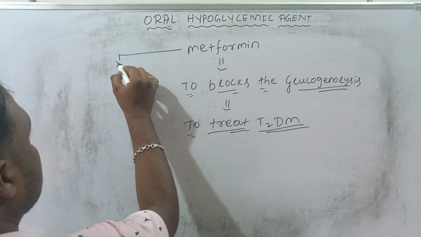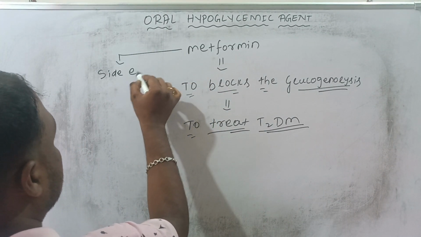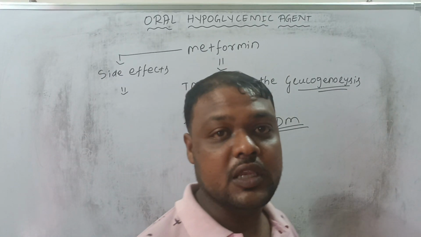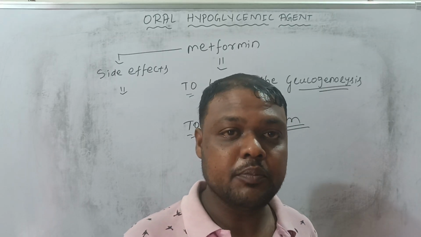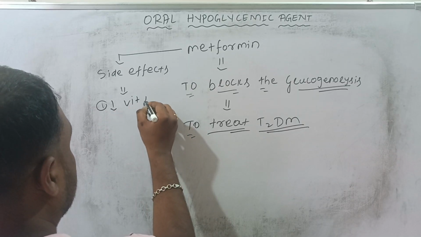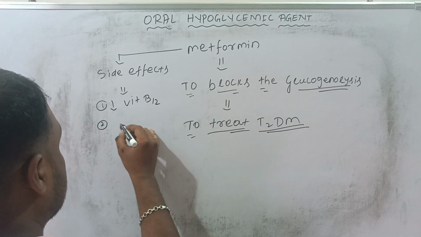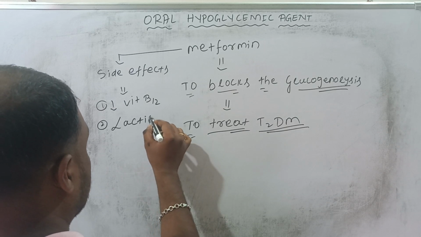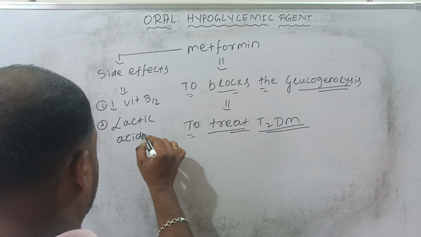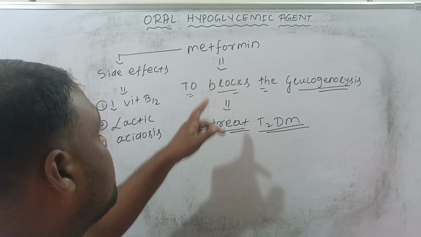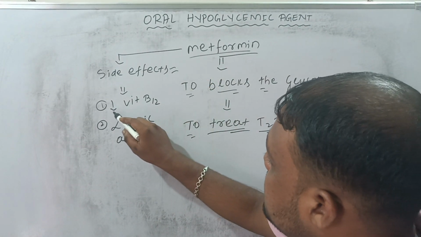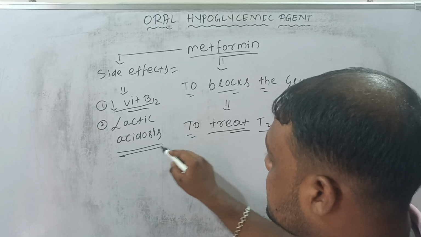Then metformin side effects. Always remember the metformin decreases the vitamin B12 level. It decreases vitamin B12 and it causes lactic acidosis. The metformin side effects are decreased vitamin B12 and lactic acidosis.